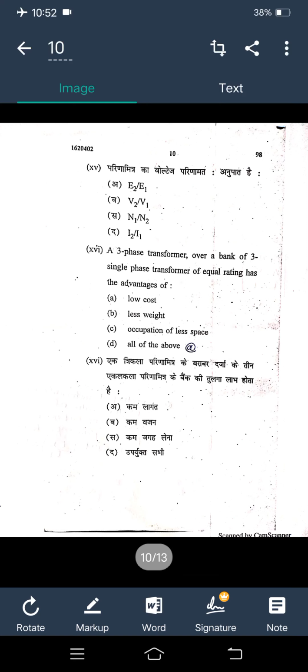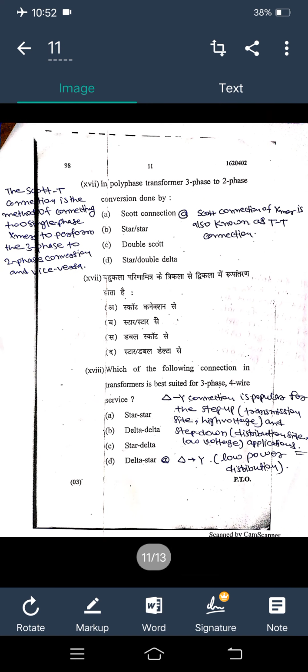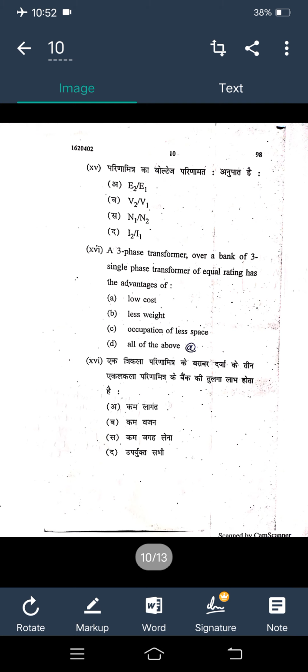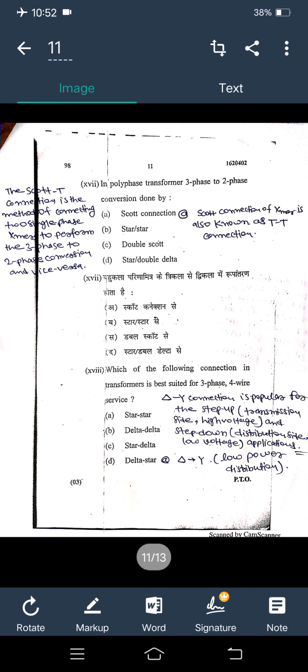Question 16, the right answer is option D. For question 17, in polyphase transformer, three phase to two phase conversion is done by Scott connection. Scott connection is basically used for converting polyphase into two phase. Sometimes it is also known as TT connection. Option number A is the right answer for question 17.